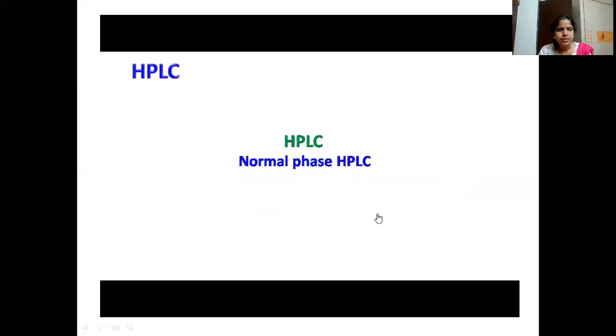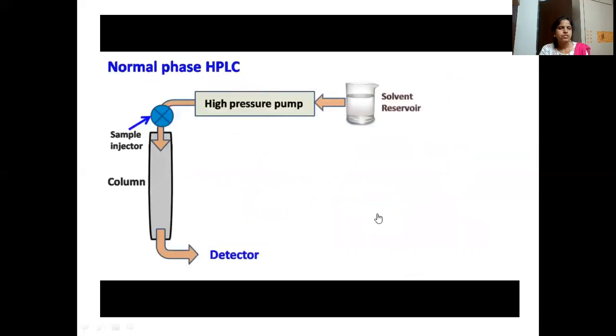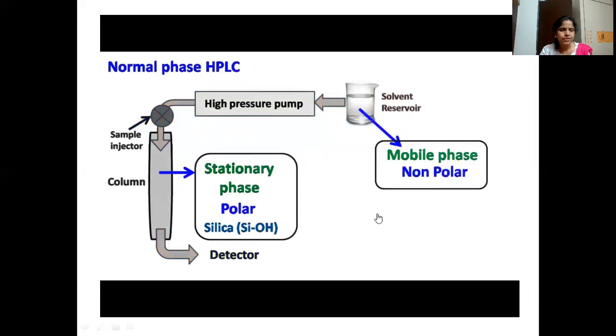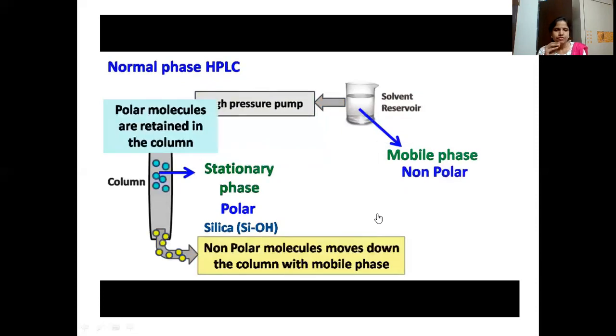As I said, there are 4 different types of HPLC. First is normal phase HPLC, where the stationary phase is polar and the mobile phase is non-polar. When the stationary phase is polar, polar components will have more affinity, so they will travel slowly. The first eluted components will be non-polar. Non-polar molecules will move first, or be eluted out first, along with the mobile phase.